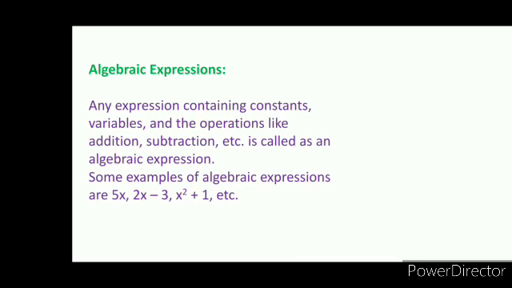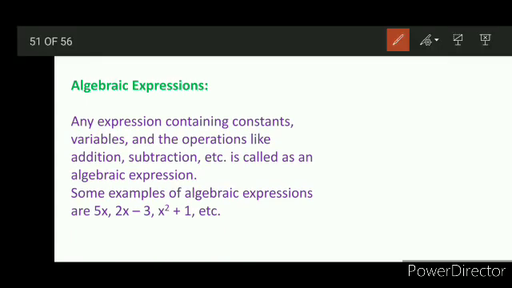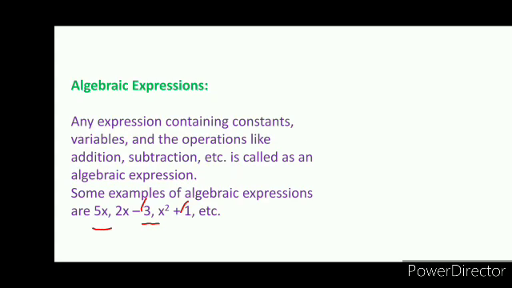First, the term algebraic expressions. Any expression containing constants, variables and operations like addition, subtraction, etc. is called an algebraic expression. Some examples of algebraic expressions are 5x, 2x minus 3, x square plus 1, etc. See, these expressions contain variables, numbers, constants, and plus and minus operations. So, these are all algebraic expressions. Copy down.